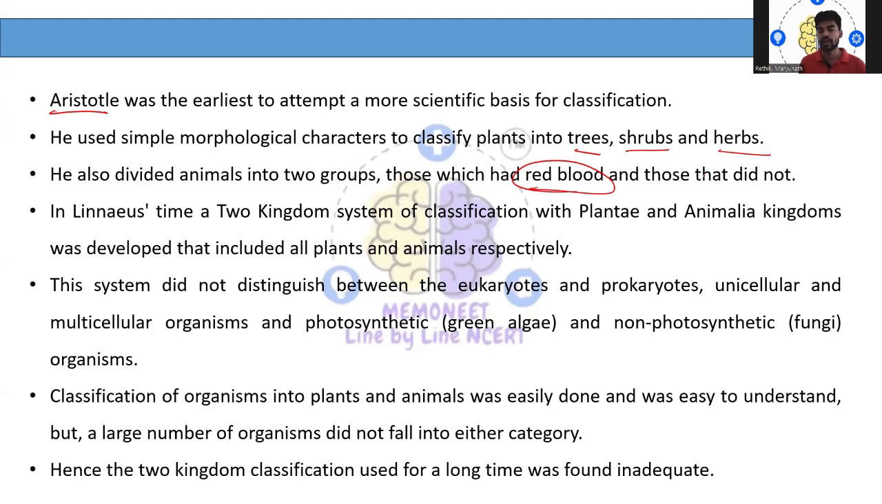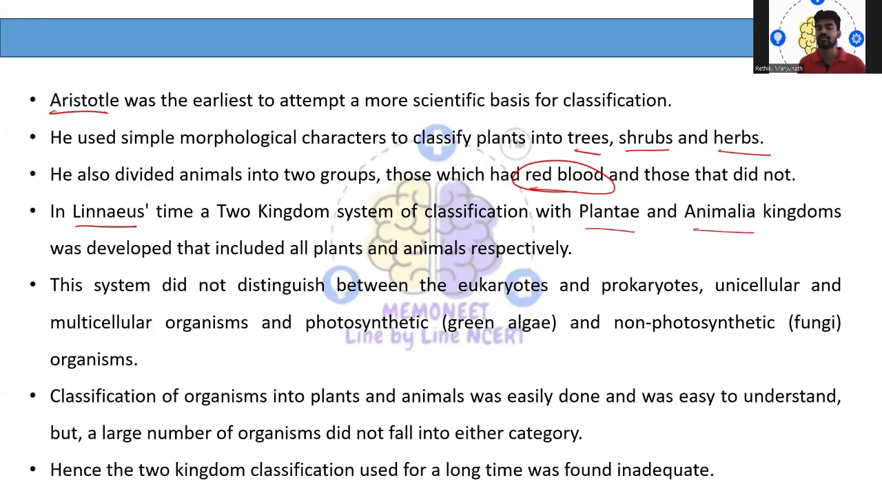Later on, this was not found convenient, and we had Linnaeus, who came up with the two kingdom system of classification, where Plantae and Animalia were classified. All the plants and animals were clearly classified into their respective groups.